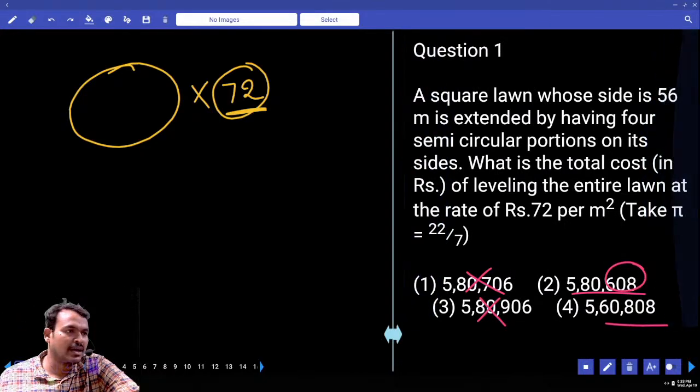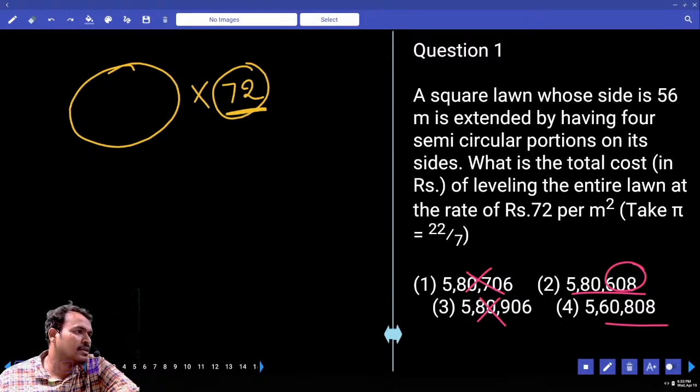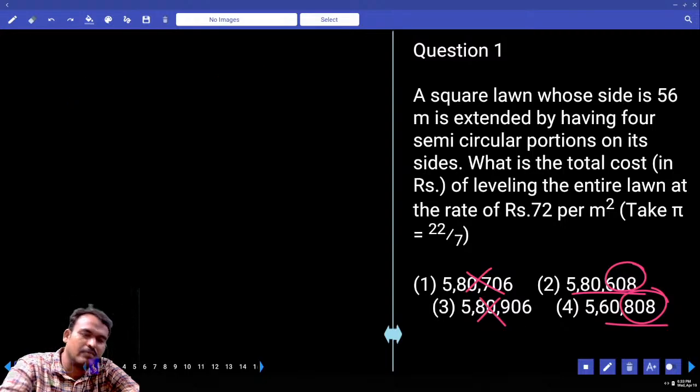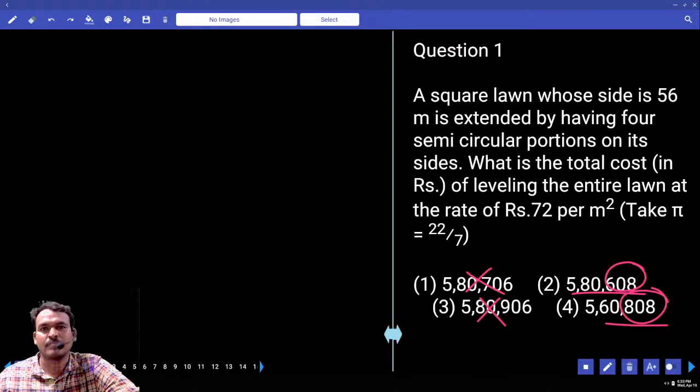The divisibility rule of 8 means checking the last 3 digits. 608 is divisible by 8: 8 sevens are 56, remaining 48, an 8 multiple. 808 is also an 8 multiple. So 2 options are still left. If there were only one option, we could directly return that value.